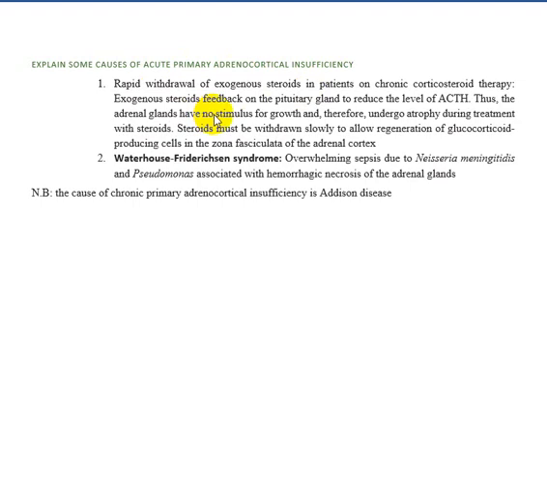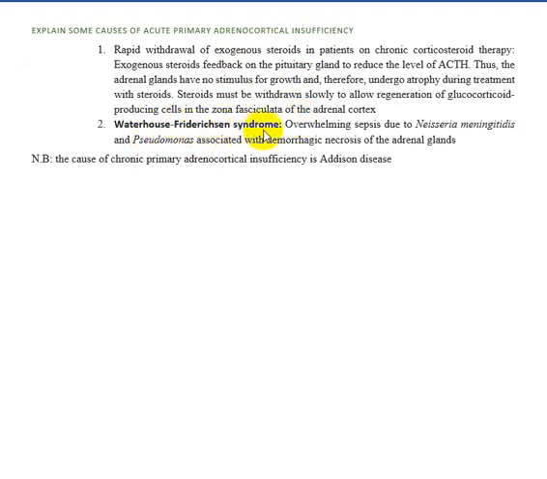Upon a rapid or sudden removal of the exogenous steroids, since there is ACTH reduction, there is going to be a reduction of the glucocorticoids. The adrenal gland is not going to sufficiently produce, and this is going to cause the signs and symptoms of adrenal insufficiency.